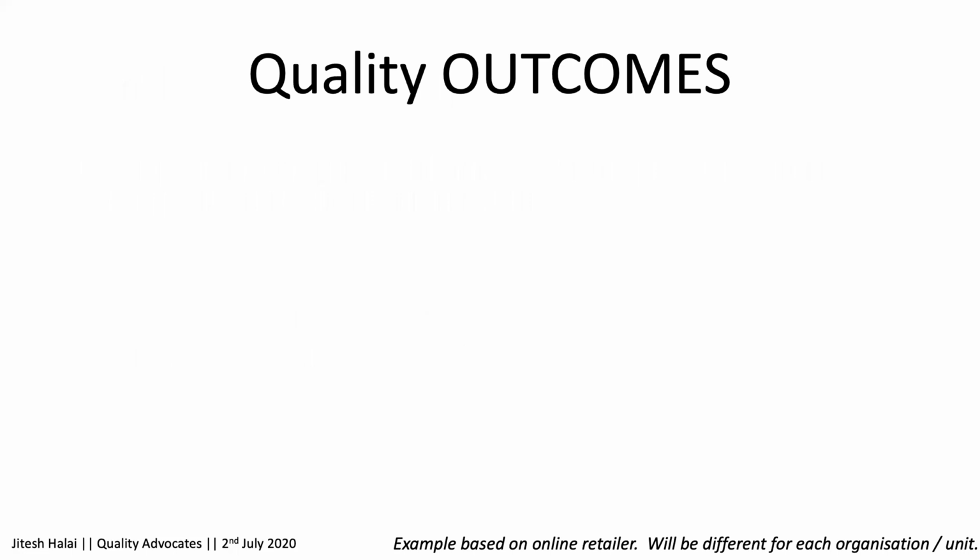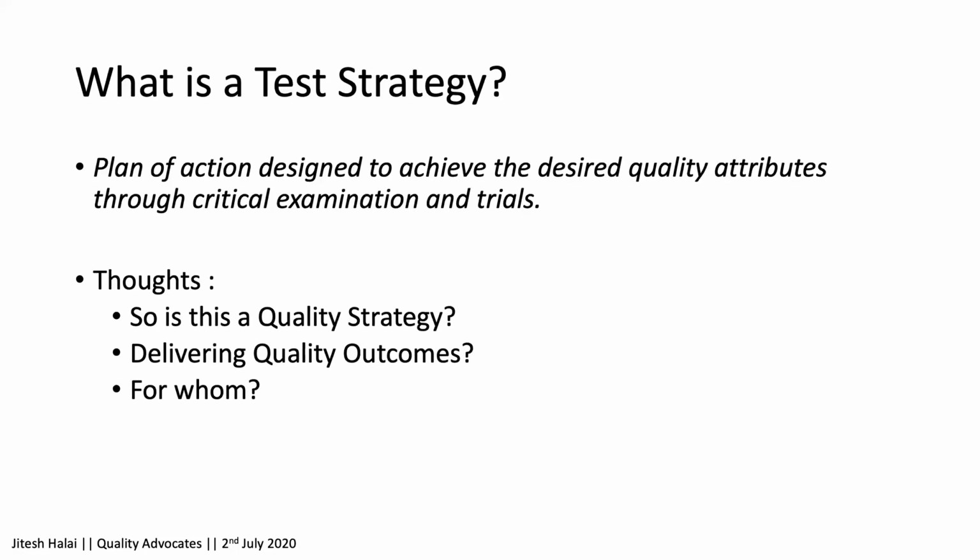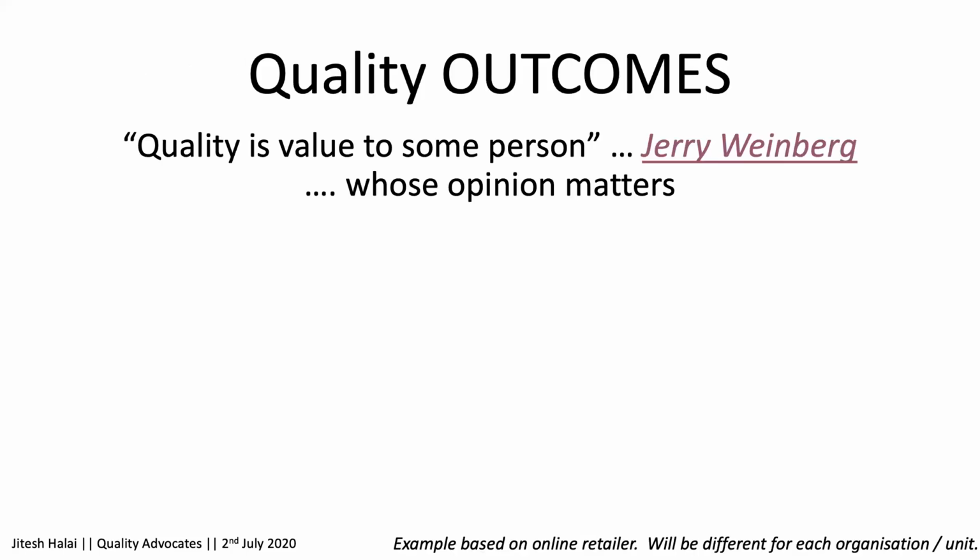Thanks, Denise. So let me talk about quality outcomes, and let me ask, for whom? Who are we delivering these quality outcomes to? And I like Jerry Weinberg's analogy here. Quality is value to some person, and that person whose opinion matters to us.